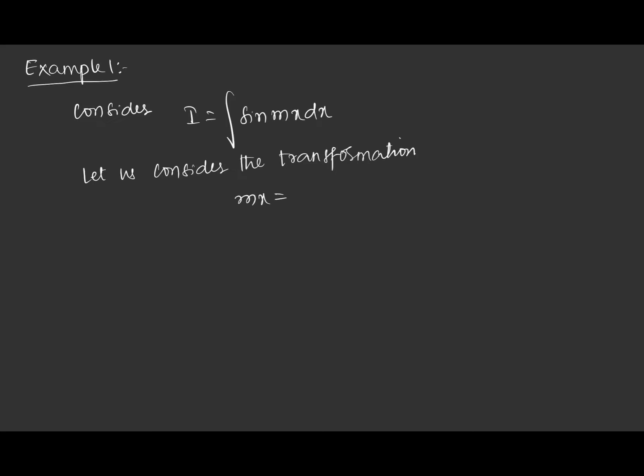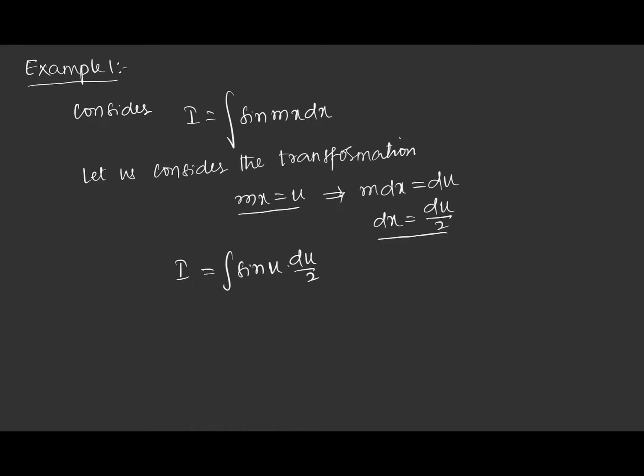mx as some u, and differentiating we will get m into dx is equal to du, and dx will take the form du by m. So therefore, on substituting mx as u and dx as du by m, the given integral takes the form integration of sin u into du by m.